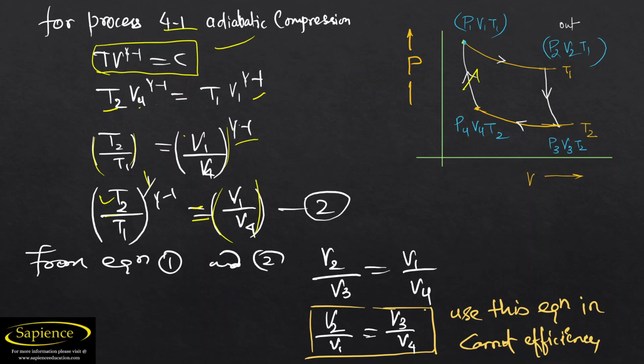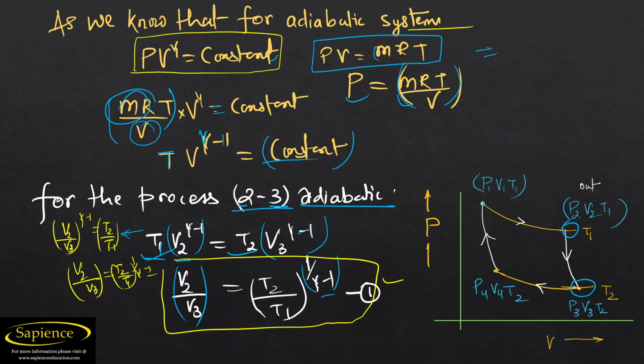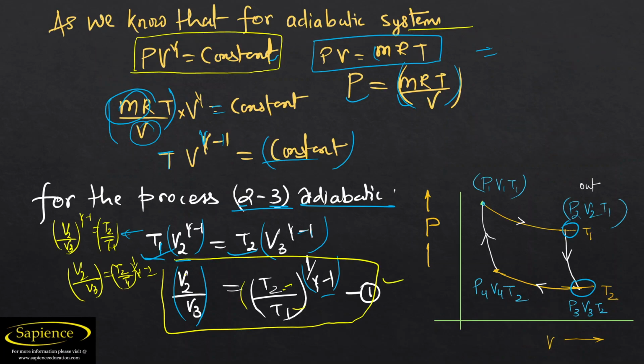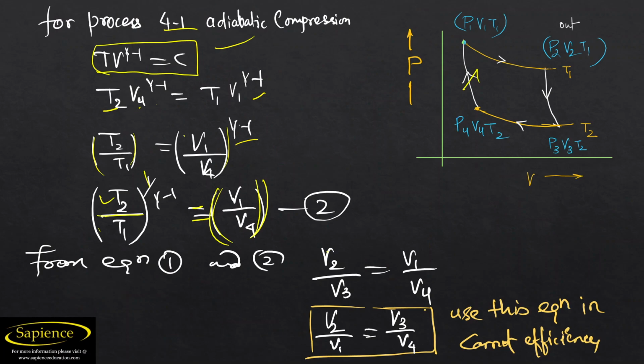So finally, V2 by V3 and V1 by V4 both are equal to T2 by T1 to the power 1 by gamma minus 1. It means that this part as well as this part should be equal, because both have the same common expression. So finally we get V2 by V3 is equal to V1 by V4. Rearranging, V2 by V1 can be written as V3 by V4.